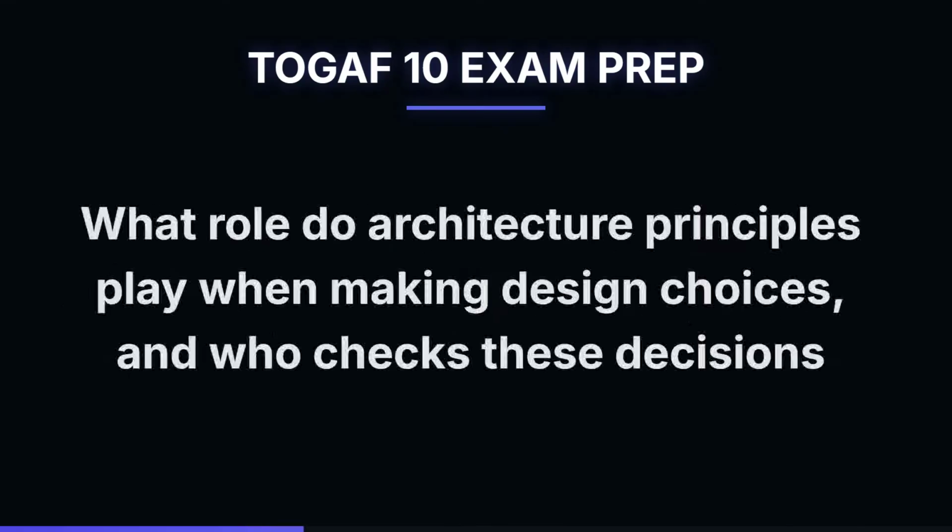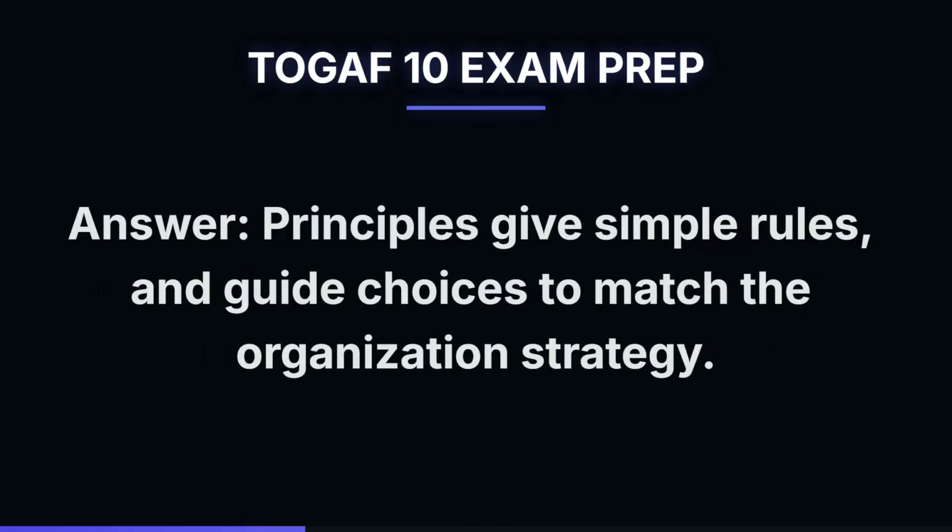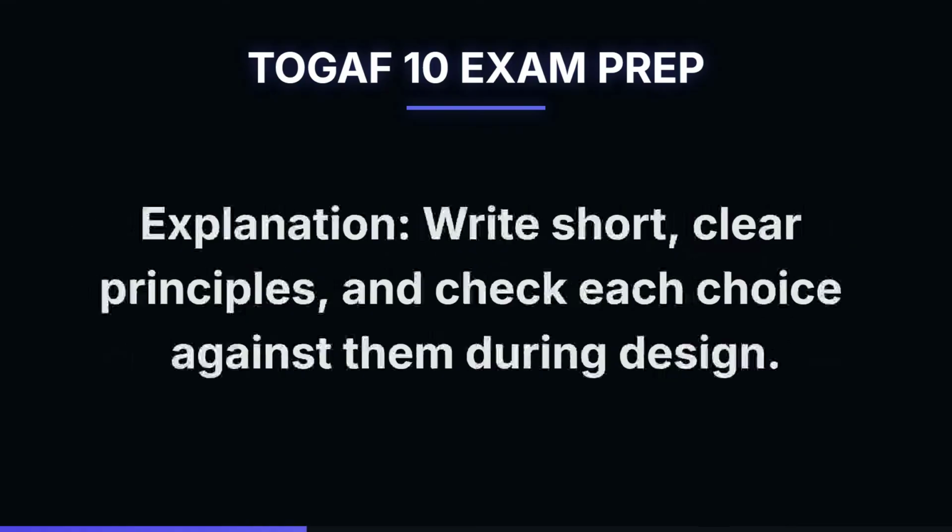5. What role do architecture principles play when making design choices, and who checks these decisions regularly? Principles give simple rules and guide choices to match the organization strategy. Write short, clear principles and check each choice against them during design.